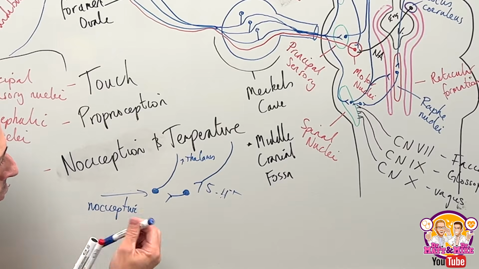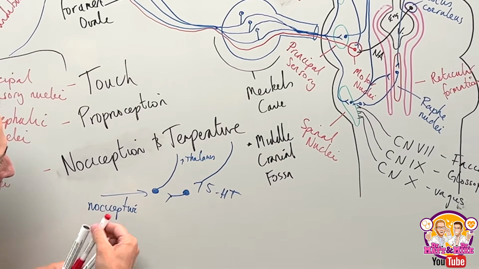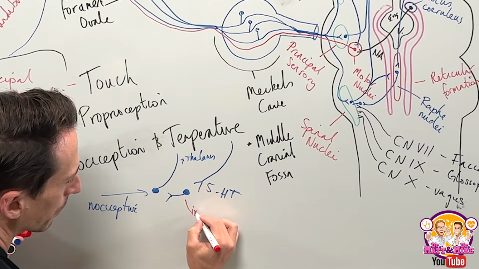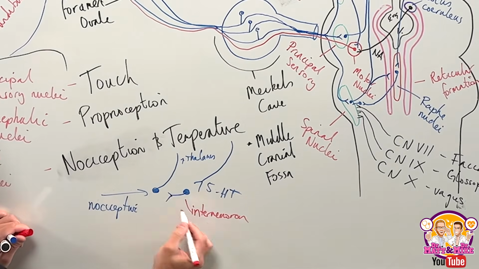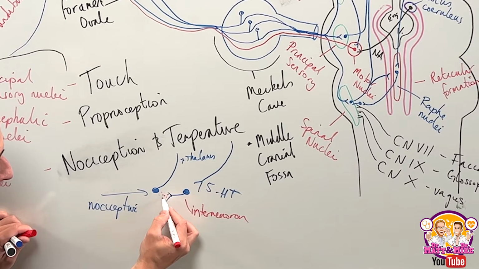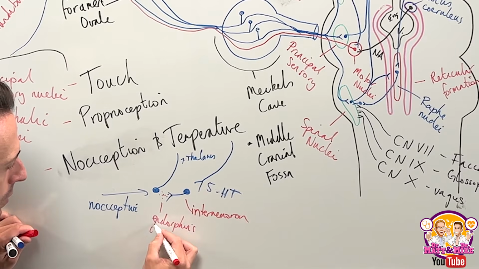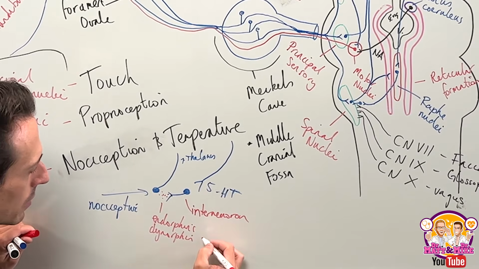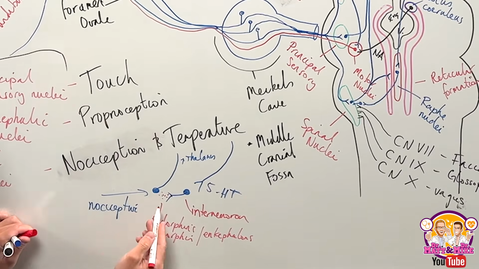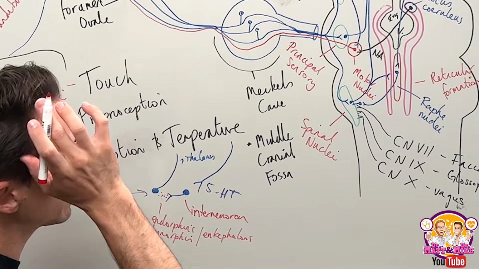So the serotonergic neuron releases serotonin, which stimulates this interneuron here, and the interneuron releases the opioids, the endogenous opioids, right in this space here. Now this includes endorphins, dynorphins, enkephalins. And they help inhibit that signal. So it's inhibiting a painful stimulus.